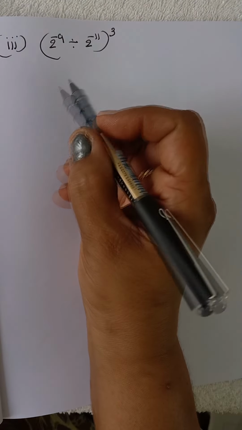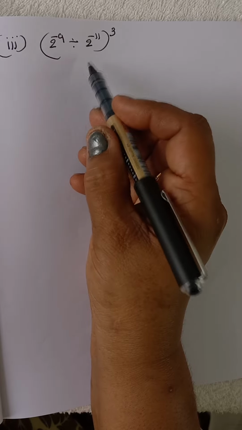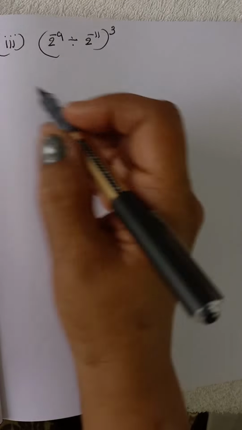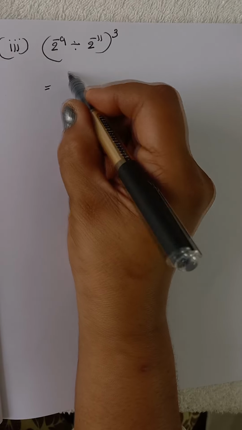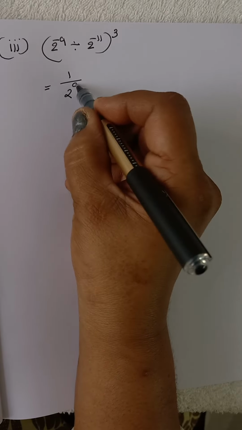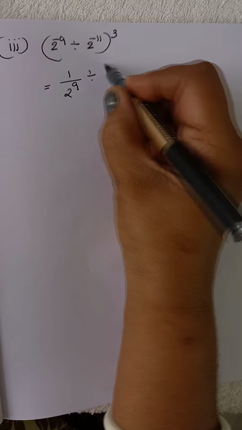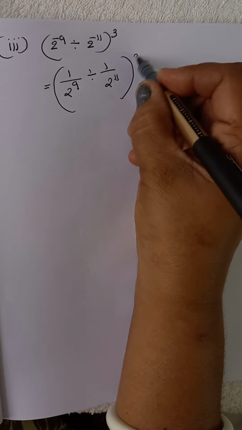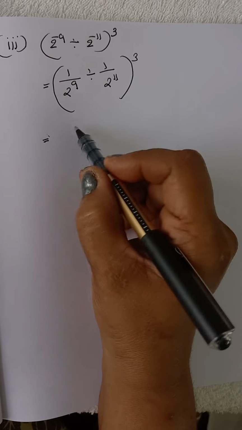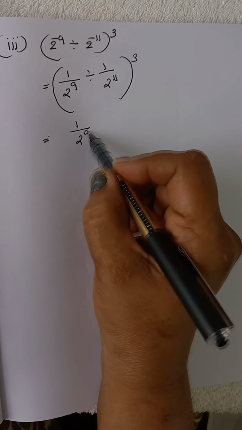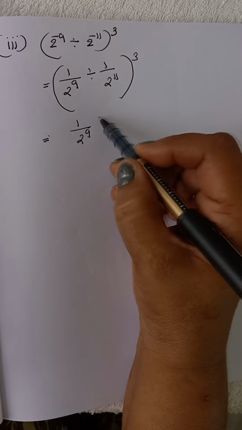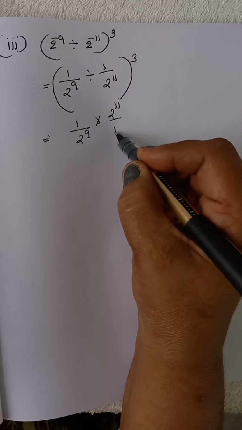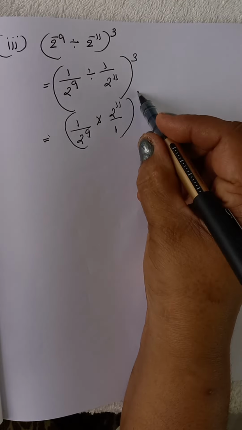Now the third question is (2 raised to minus 9 divided by 2 raised to minus 11) whole raised to 3. This is equal to (1 by 2 raised to 9 divided by 1 by 2 raised to 11) whole raised to 3. Now this is equal to 1 by 2 raised to 9, and division is the inverse of multiplication, so this into 2 raised to 11 by 1, that whole raised to 3.